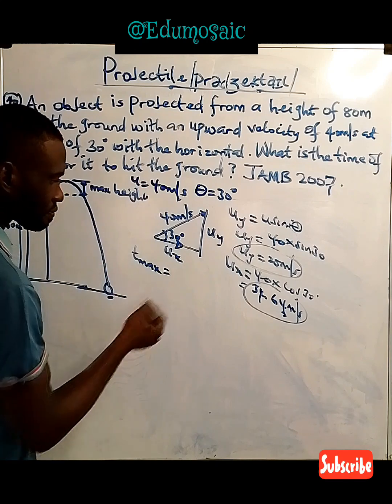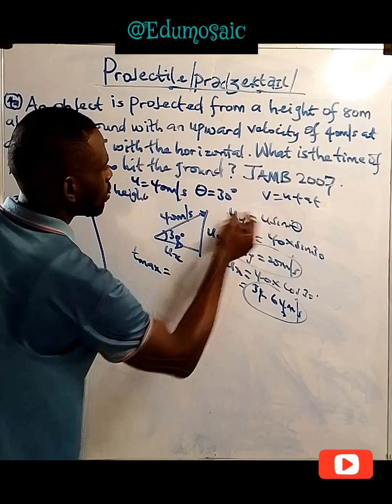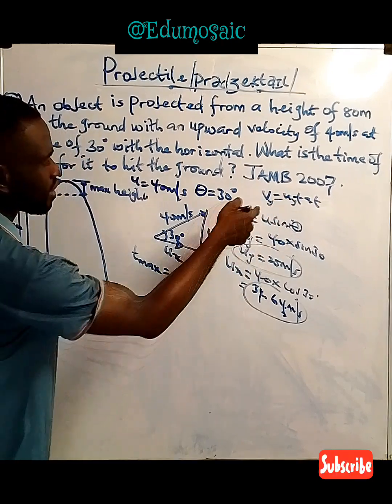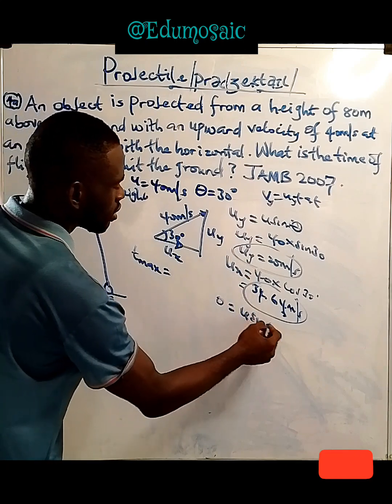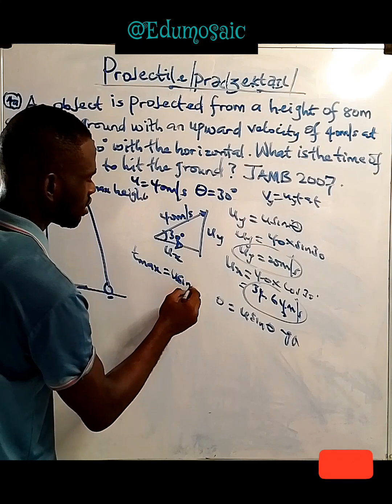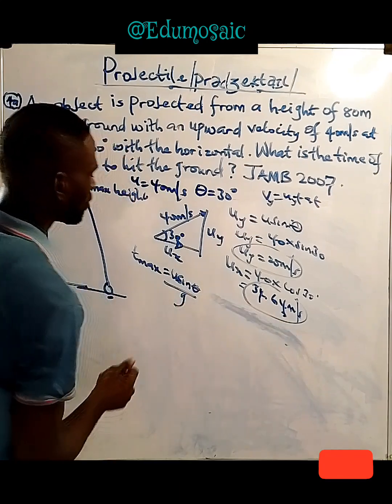Don't forget our formula. We got that formula from v equals u plus at. So v along y, the final velocity along y, is 0. The initial is u sine theta minus gravity times t. So the time to get to max height is u sine theta over gravity. That's the time it takes the body to get to max height.